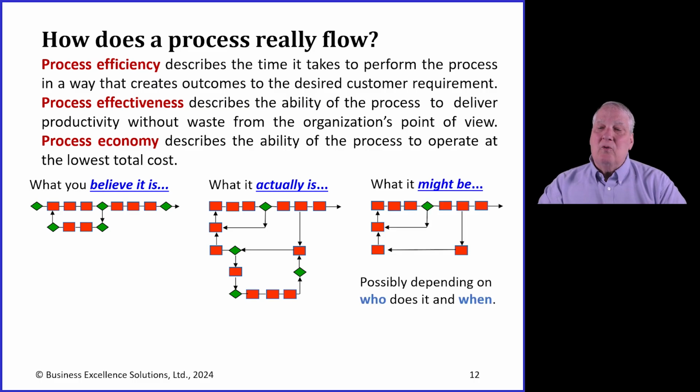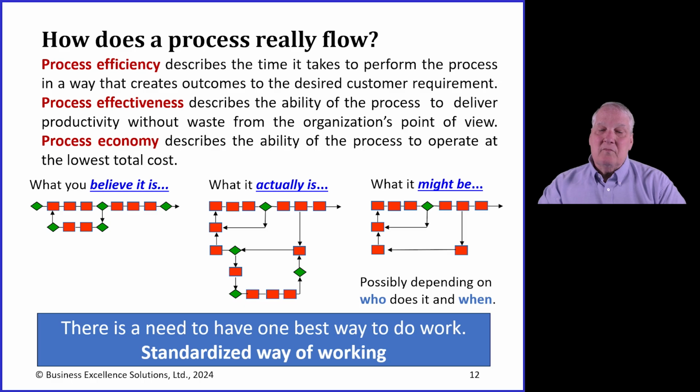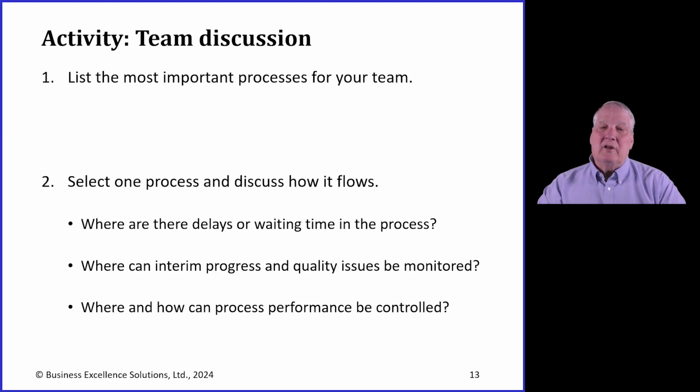But the trouble is, what we really want it to be is something even more streamlined. And we don't want to have so many checkpoints. We don't want to have so many backwards flows and rework. And so the possibility is going to depend on who does what and when they do it and how well it's done. And can we reduce cycle time? Can we increase productivity or effectiveness? Can we reduce the cost in each of the steps in the process? So the best way is to have one best way of working. And that's called a standardized way of working. And this is what we're going to be building up in our daily management system. How do we have a standard for how we deal with these things?